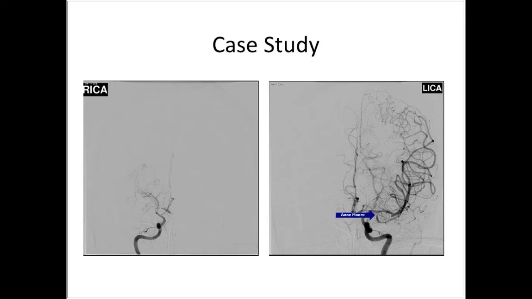anterior temporal branch of the middle cerebral artery has a high-grade stenosis. So the TCD picked this up, and that's just a limitation of the test because of the wide sample volume.